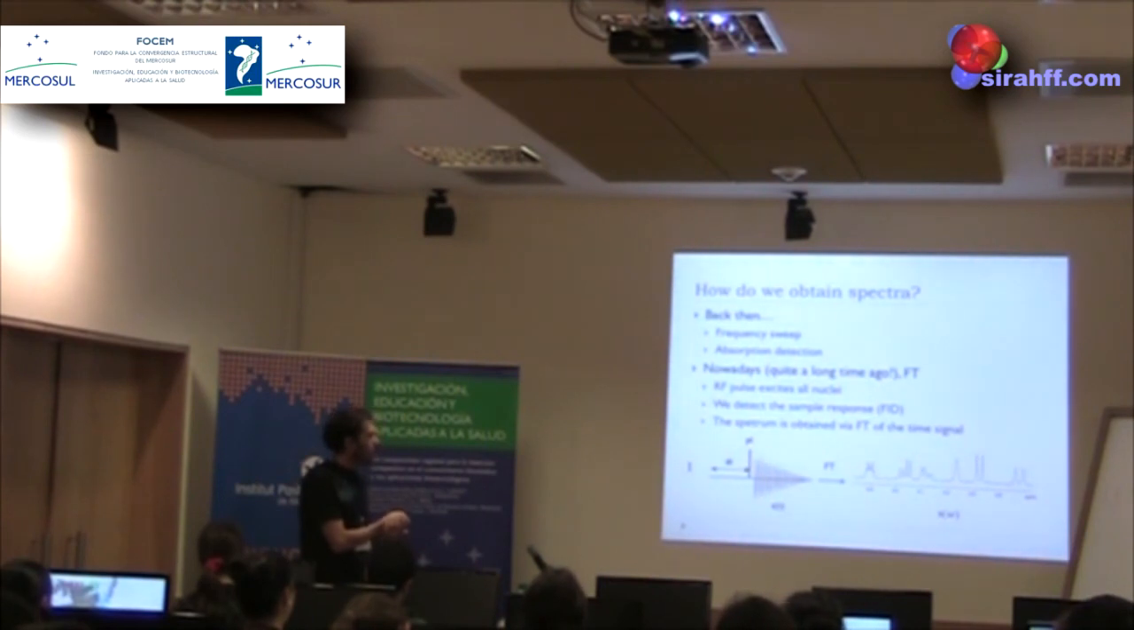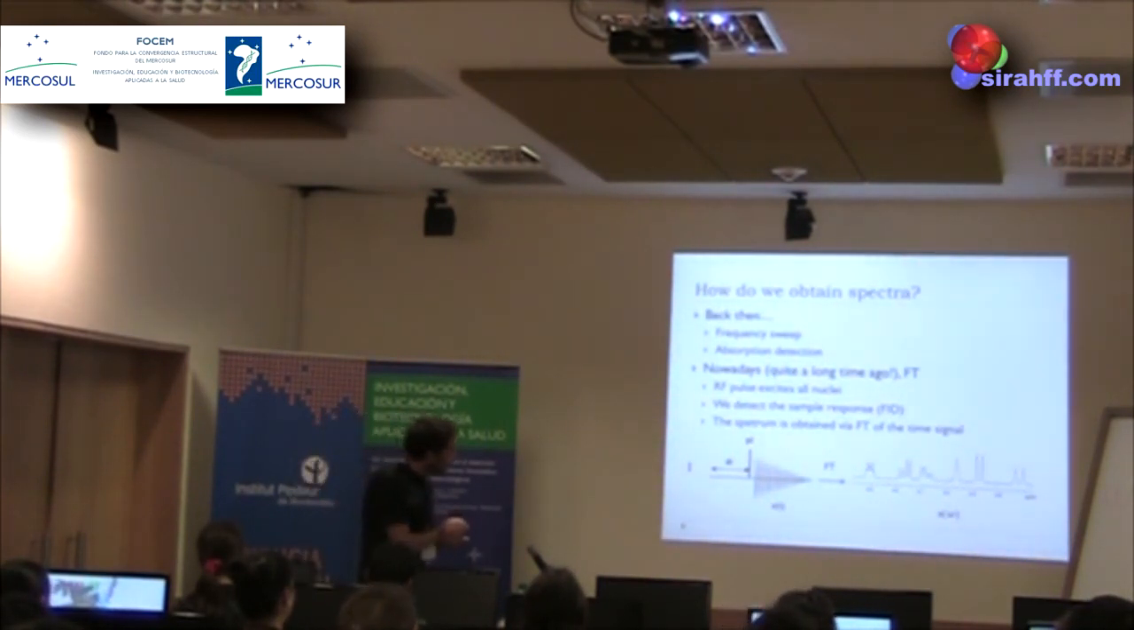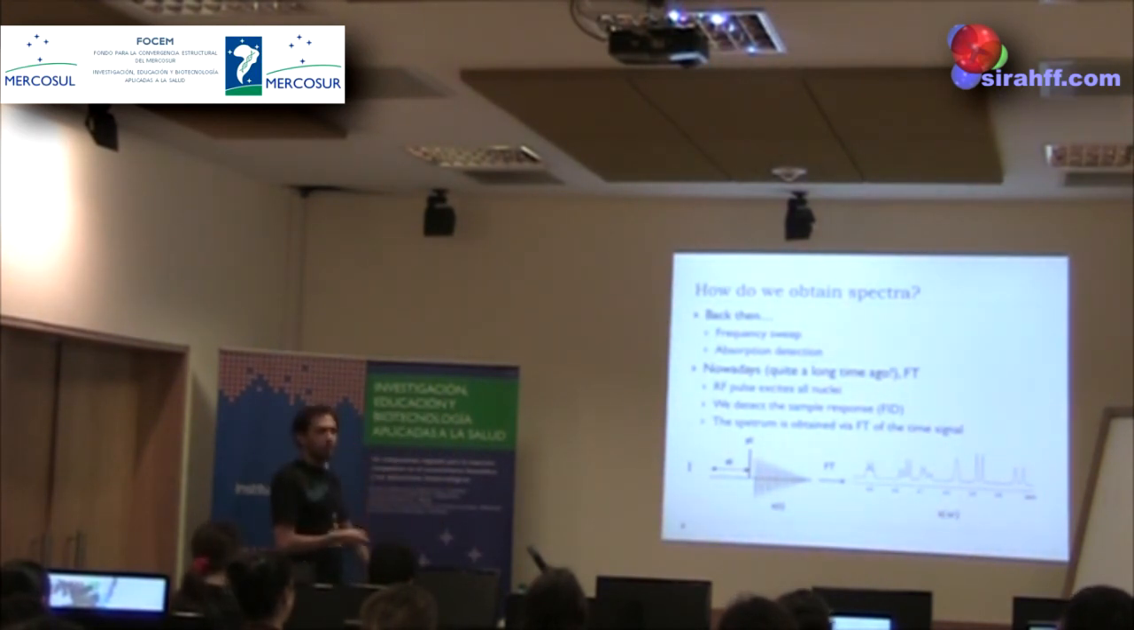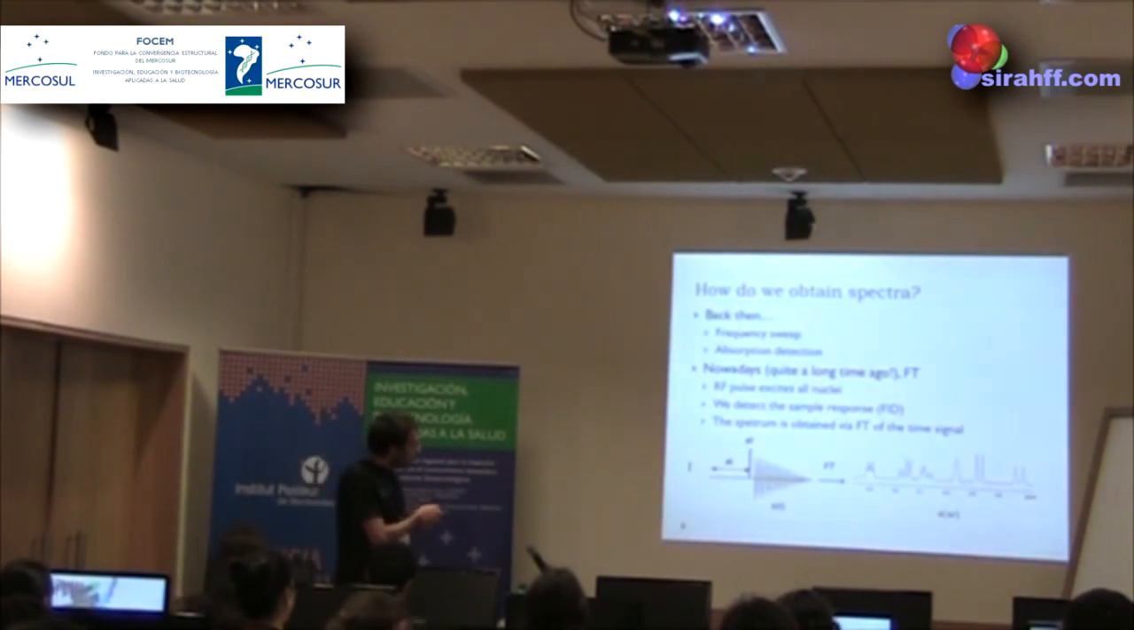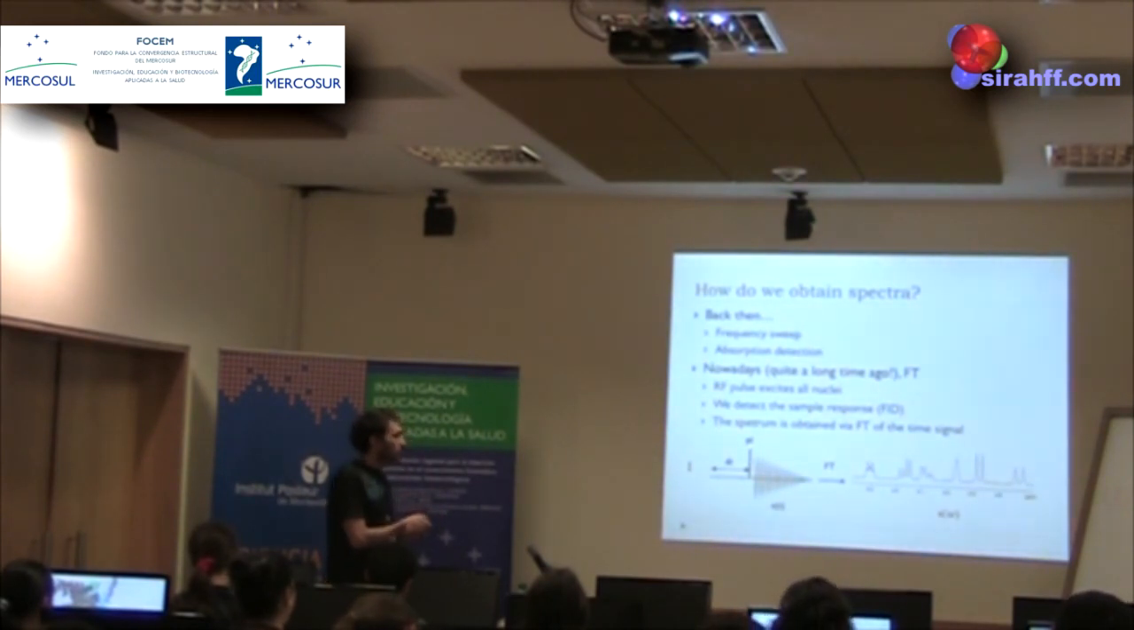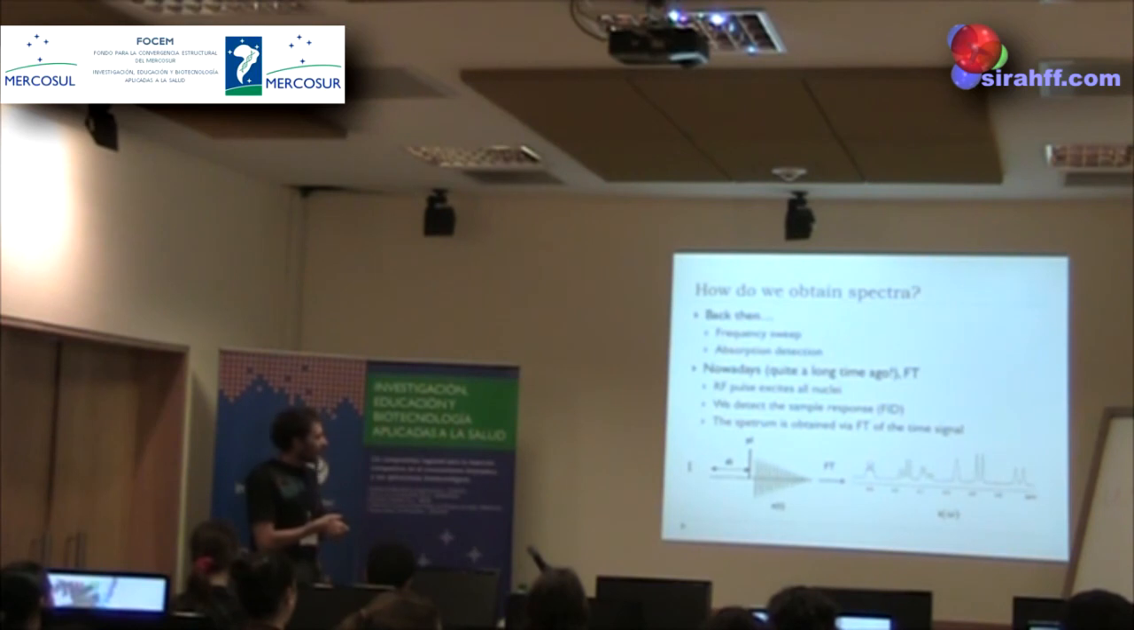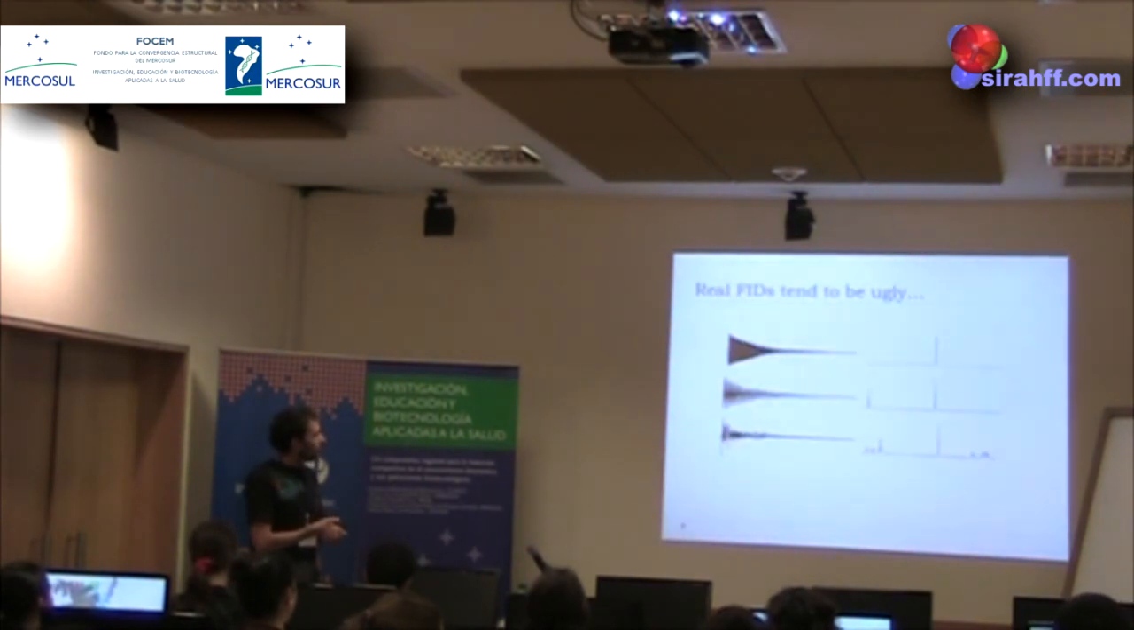And it looks roughly like this. You will see an oscillating current. The frequency of this oscillation is the frequency of the nucleus going back to equilibrium. Okay? So we obtain the spectrum via Fourier transform of the time signal. So you remember yesterday we had a little bit about Fourier transform, okay? And I will show you a little bit more about Fourier transform.